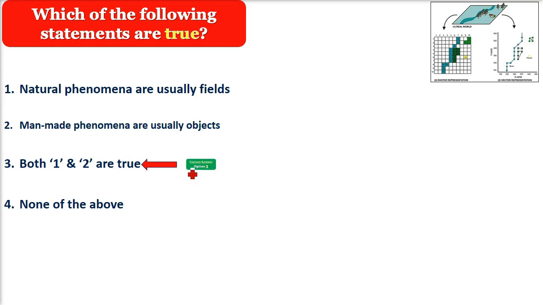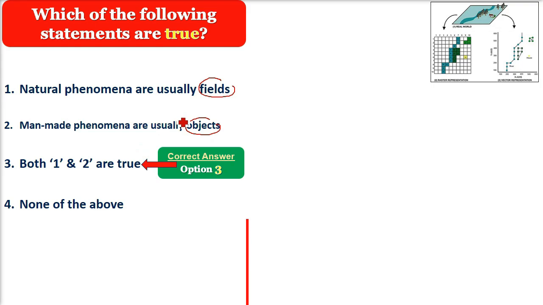Now, you got it right. It's both 1 and 2. Natural phenomena are fields. Man-made phenomena are objects. 1 and 2 are both true.